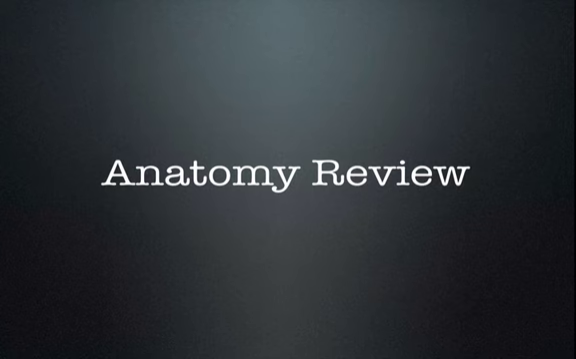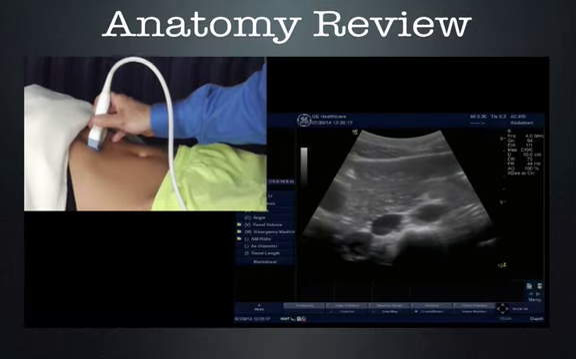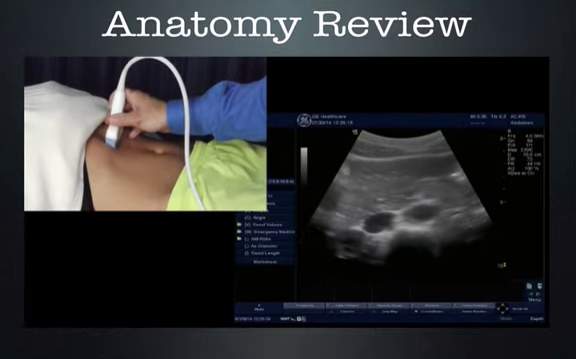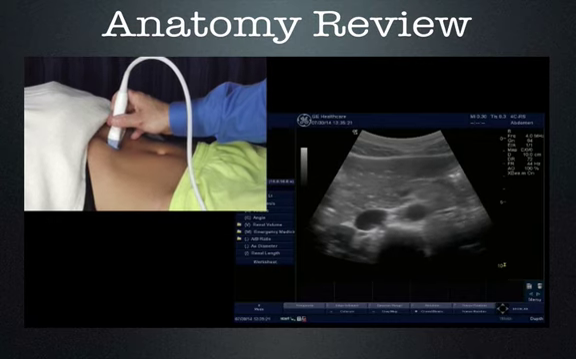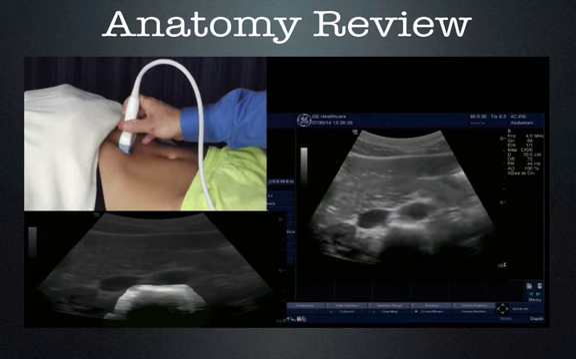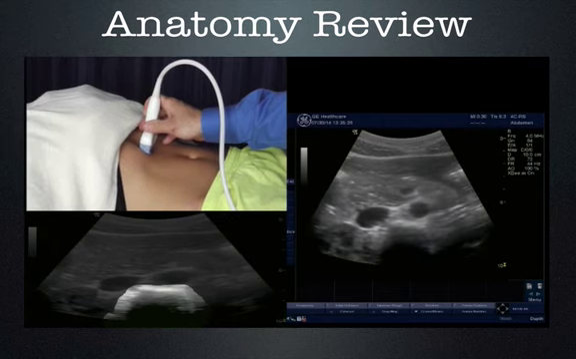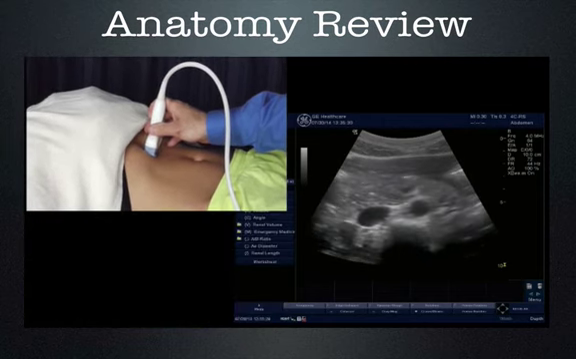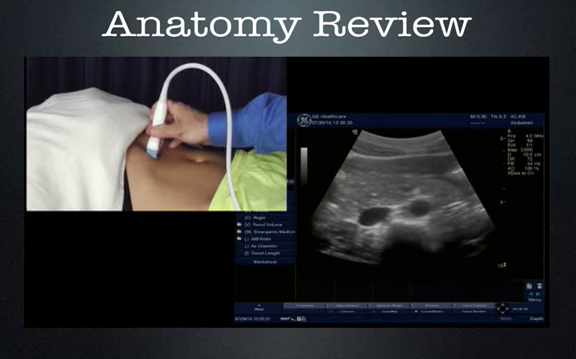This next clip is just a brief basic anatomy review before we continue on. As we place our probe on the abdomen, we can see several structures. The first structure to identify when identifying the aorta is to identify the spine. The spine is a hyperechoic structure in the deep part of the screen and has shadowing behind it. Once we identify the spine, we can identify the aorta and the IVC.